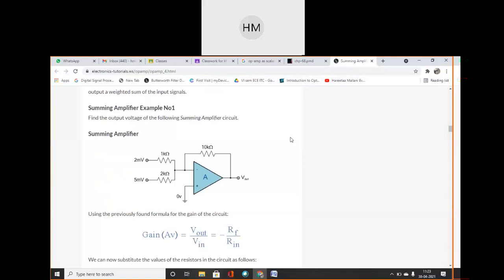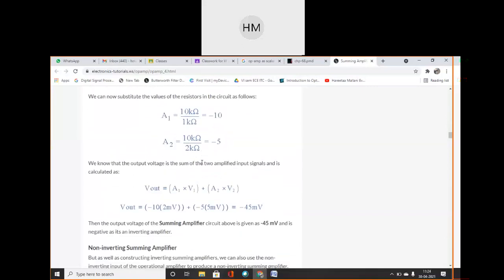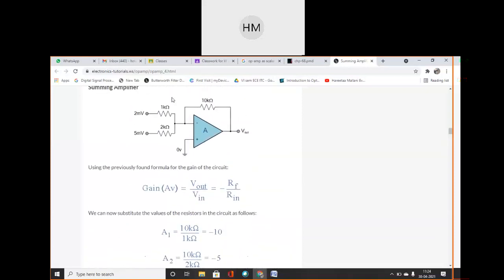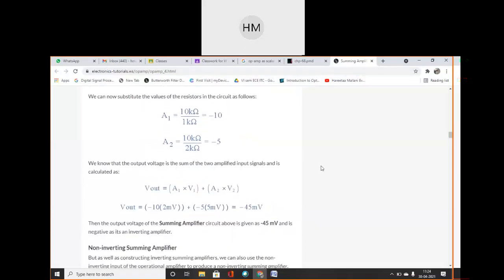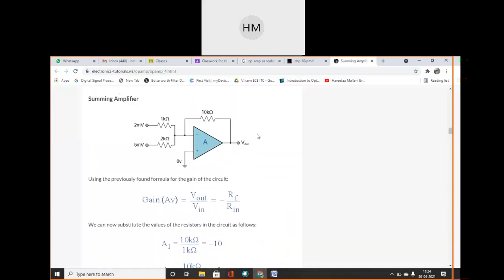See, this is a very beautiful example of a summing amplifier. I want to add 2 millivolts with 5 millivolts. It should be 7 millivolts. But here I will get a different answer because these values are different: 1 kilo ohm, 10 kilo ohm, 2 kilo ohm and 10 kilo ohm. So it will multiply those aspects and I will get the result as minus 45 millivolt. So it's a summing amplifier. Summing amplifier means whatever input voltage we give, that gets amplified.